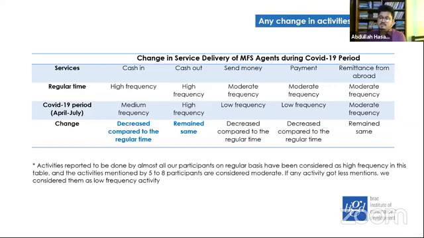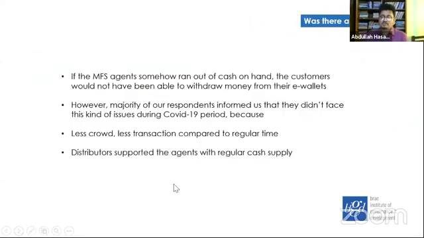We find that among the services MFS agents usually provide, cash in decreased compared to the regular time, but cash out remained the same with high frequency, which is also coherent with our quantitative finding that people from rural areas have received money more than they have sent through MFS. So as cash in decreased but cash out remained the same, one of our hypotheses was that there might be a liquidity crisis of cash during the COVID-19 period, with a valid concern that if the MFS agents somehow run out of cash on hand, the customers would not be able to withdraw money from their e-wallets.